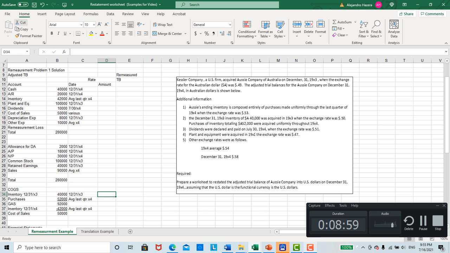Okay, so let's go ahead and do the cost of sales calculation first. We'll put it in, and then we'll go ahead and finish our financial statements, our trial balance. The rate at 1231 X3 was right here, 49 cents, so 0.49. That's the rate that existed when you purchased the inventory, and it's a historic rate. Now purchases were made on the average for X4, which is 0.54. We'll use 0.54 for purchases, which were evenly throughout the year, and inventory we'll assume came out of those purchases.